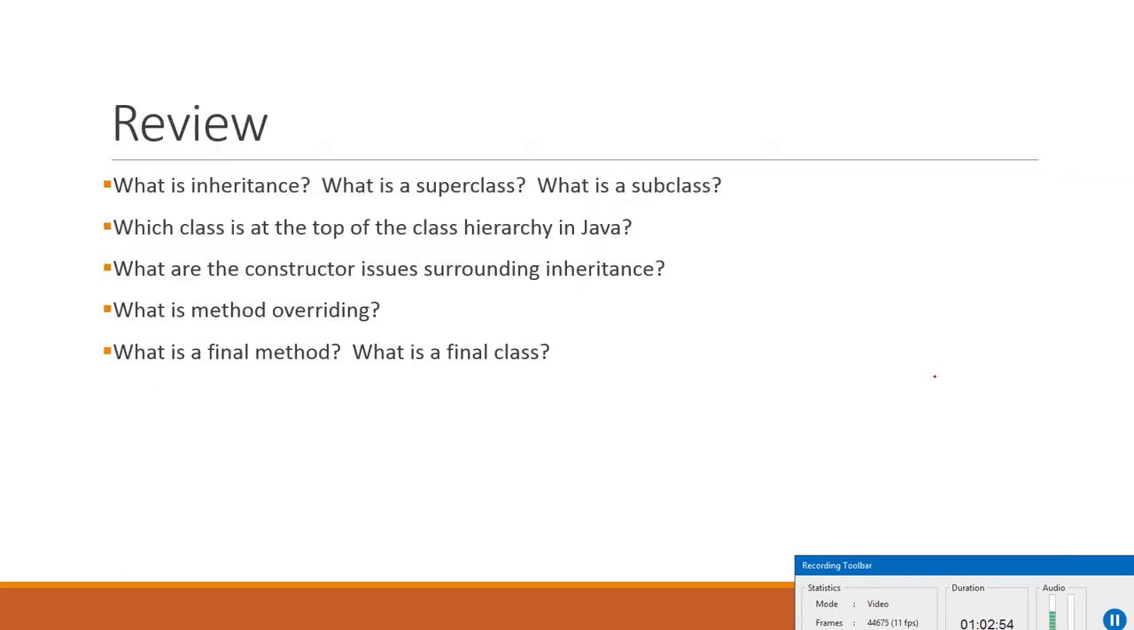So part 1 has been completed over here. We have covered what inheritance is, superclass, subclass, the class at the top of the hierarchy, constructors, how to call the constructors, method overriding, and final method, the use of the final keyword.